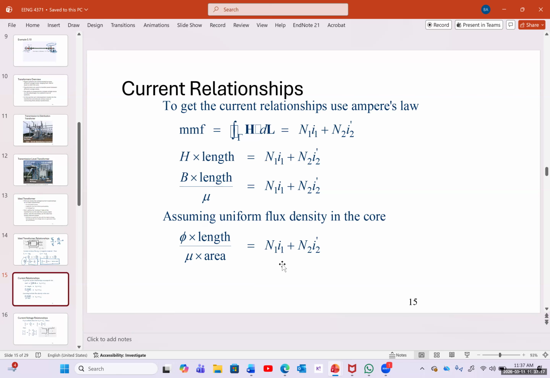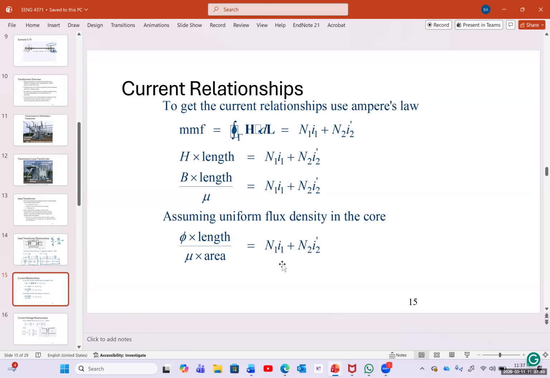For the current, we can do the same thing. To get the current relationship, we use Ampere's law. MMF is the integral over the closed loop of H dot dl, which is going to be N1 I1 plus N2 I2 prime. H times length gives us N1 I1 plus N2 I2 prime. You learned this from physics magnetics. And B times length over mu is going to be equal to N1 I1 plus N2 I2 prime.